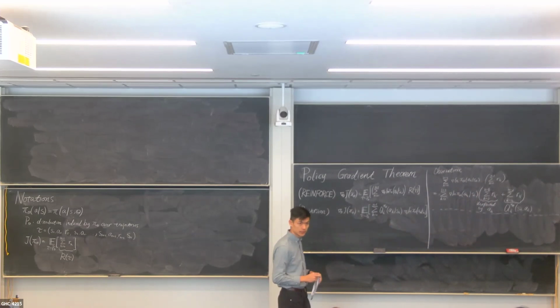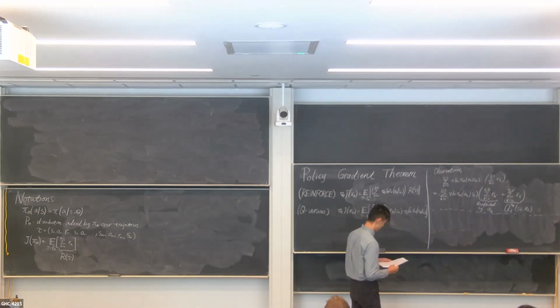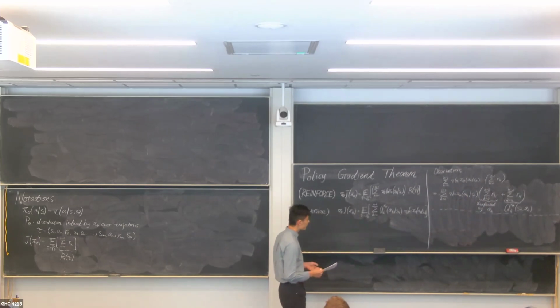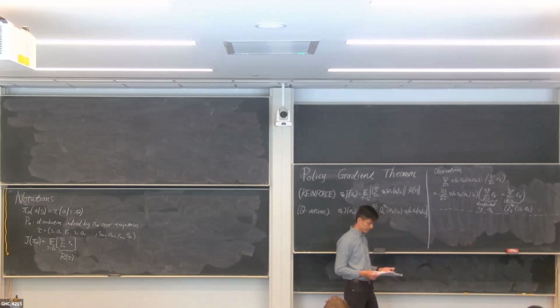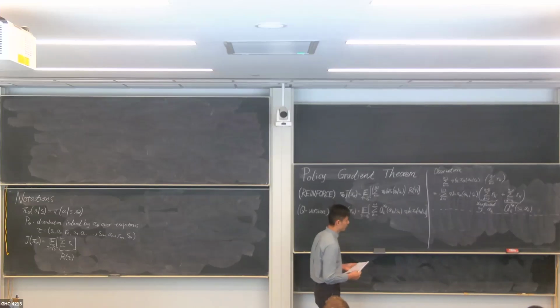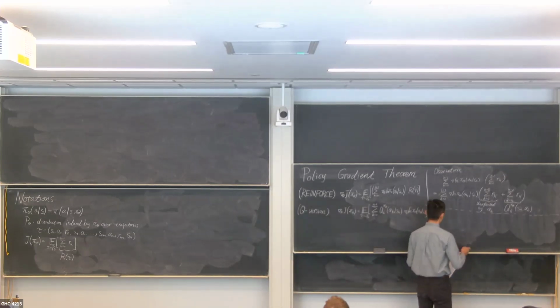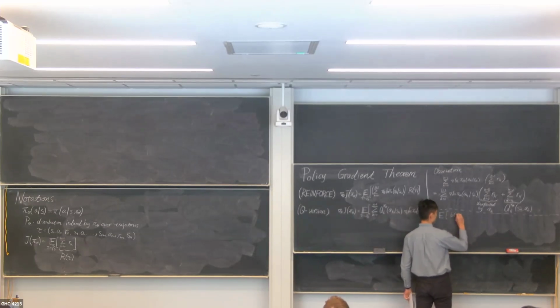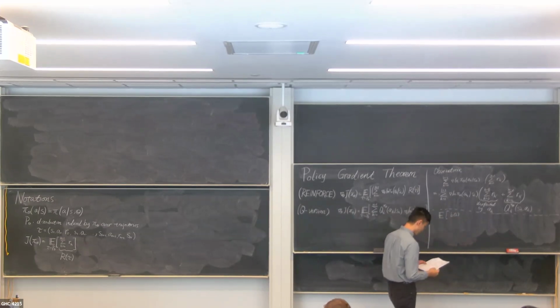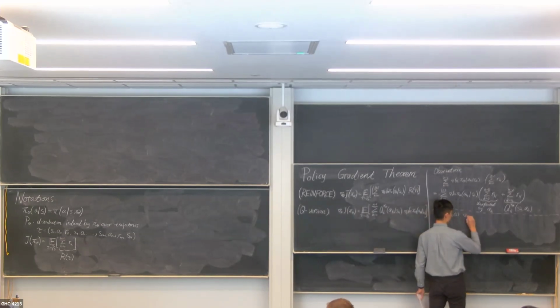I want to introduce another thought. Suppose I have a function that actually doesn't depend on the action. It only depends on the state. What would happen? This is where the baseline will show up. Suppose I have a function, let's call it b. It's only a function of the state, and I'm going to multiply it by the gradient log.